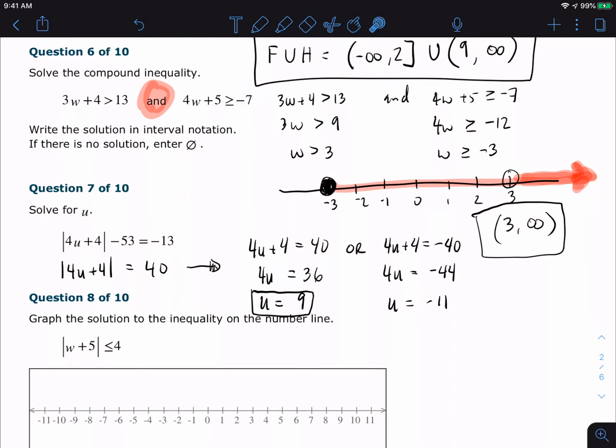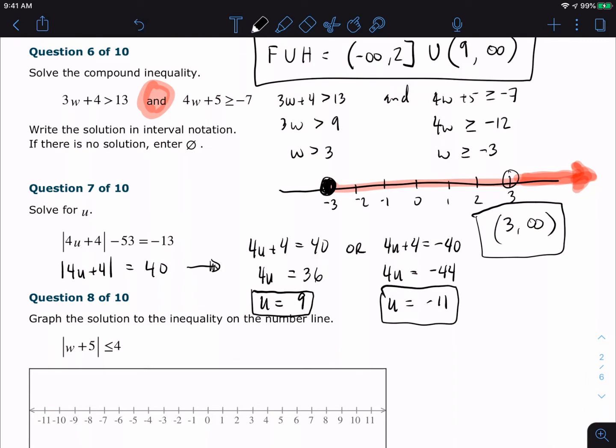Now let's check the other one. What's 4 times negative 11? Negative 44. Plus 4? Isn't that a negative 40? Mm-hmm. The absolute value of negative 40 becomes positive 40. So we end up with the exact same answer again. So we know this is also a solution.